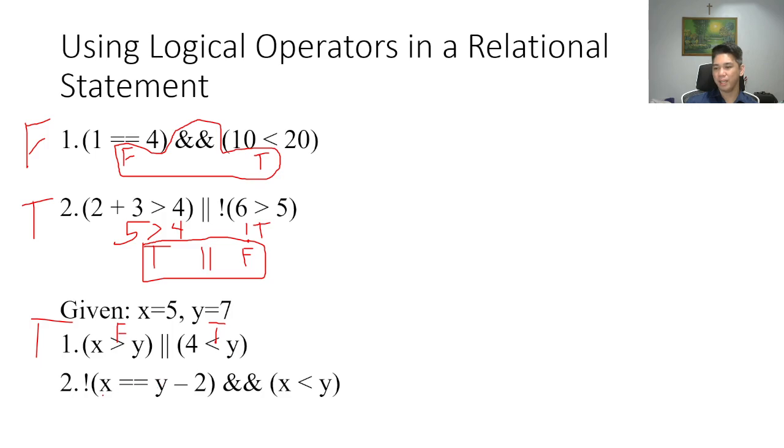Last one, x equals y minus 2. X is 5. Y minus 2 is 5. So this one becomes true, but there is still a negation. So we will negate, not true is actually false. X less than y, that is true. So false and true, that is false.